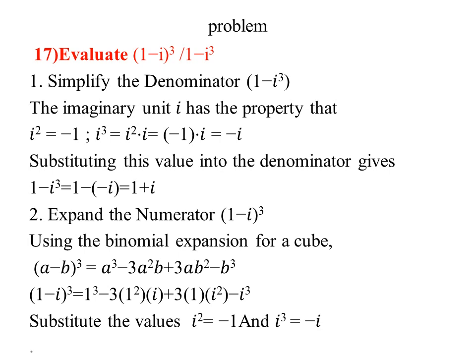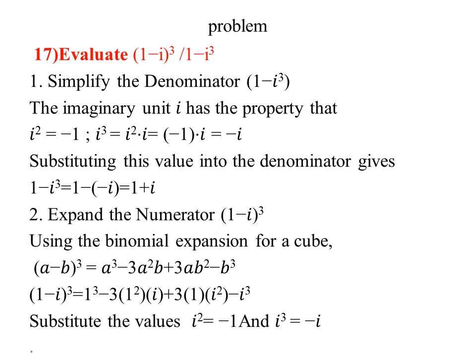Evaluate (1 minus i) whole cube over (1 minus i cube). Here we simplify the denominator, that is 1 minus i cube. We know that i square is minus 1 and i cube is i square into i, that is equal to minus 1 into i, that is equal to minus i. Substituting this value in the denominator, 1 minus i cube is equal to 1 minus of minus i, that is equal to 1 plus i.